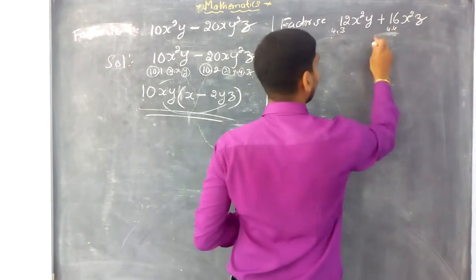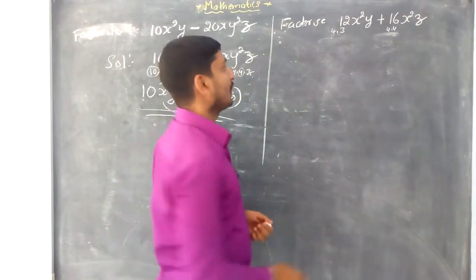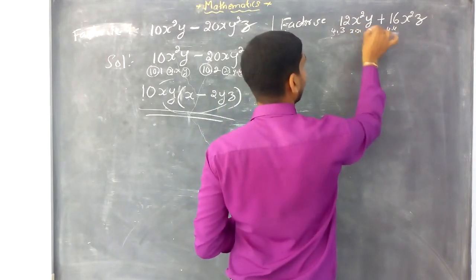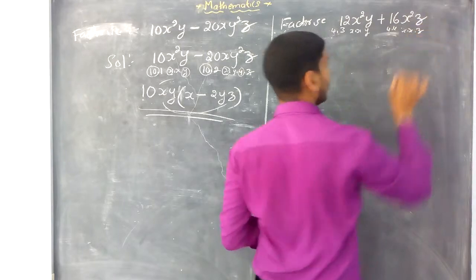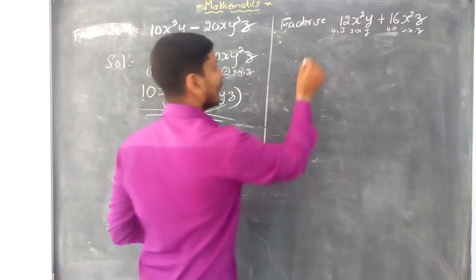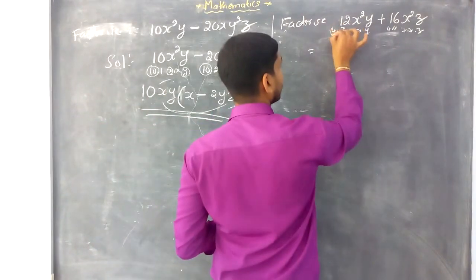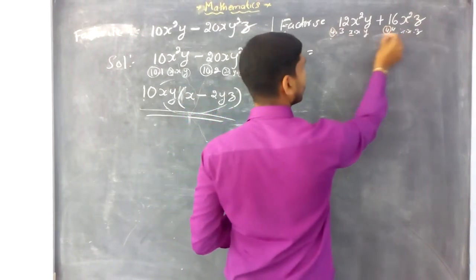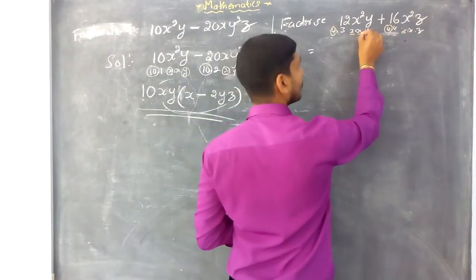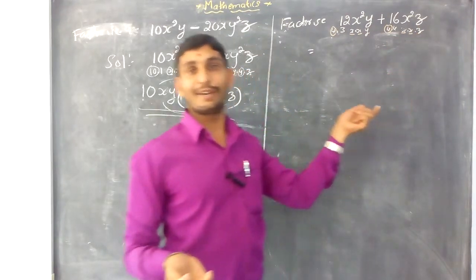So 12 can be written as 4 3s, 16 can be written as 4 4s. x square can be written as x into x, y is y only, x square can be written as x into x, z is z only. Now take the common factors. What are the common factors here? In both, 4 is common. You can observe here one x is there, there also x is there. Then y is here, but y is not there. We cannot take y common.